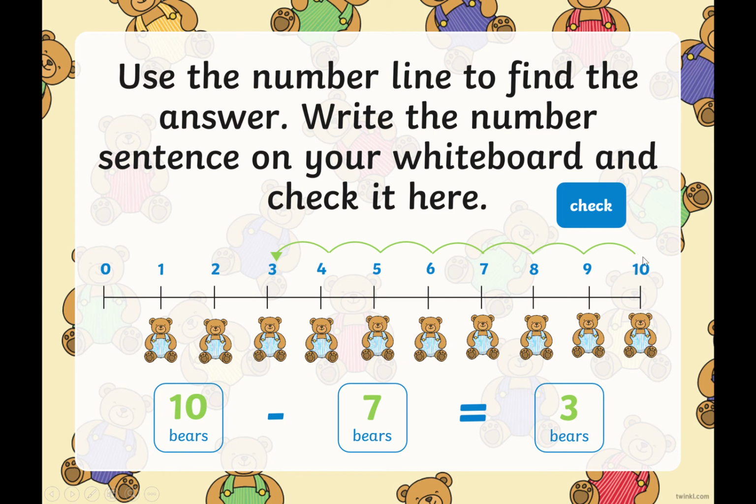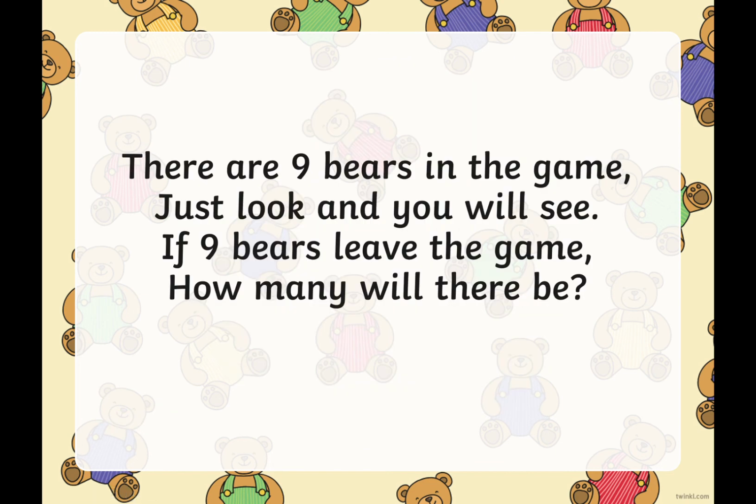We started off with 10 and we subtracted 7. So we do 7 jumps this way. 1, 2, 3, 4, 5, 6, 7. Which means that there are 3 left. And we know, don't we, that 3 is a smaller number than 10. And again, when we take things away, the number of objects gets smaller because we have less, don't we? Okay, let's have a look at the next one.